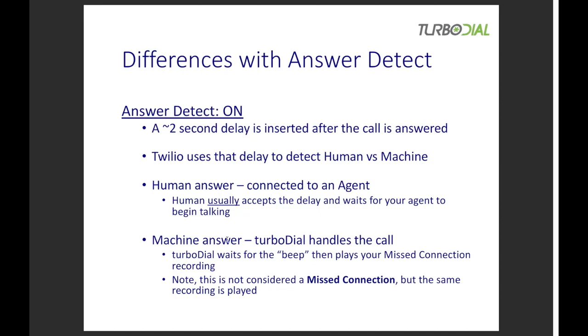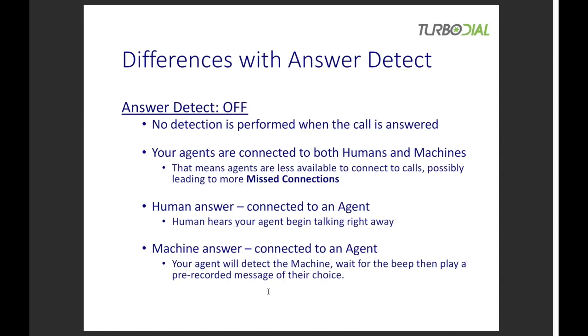If it's a machine that answers, TurboDial is going to handle that call instead. If you have answer detect enabled, then rather than connecting that machine to your agent, TurboDial will wait for the beep, if it's an answering machine, and then play your misconnection recording. This is not considered to be a misconnection, as we've defined on the previous slide, but the same recording is used in this case and is played to the answering machine that answers. So if answer detect is off, then there is no detection performed when the call is answered, and the human that answers will not hear that delay of 1 or 2 seconds.